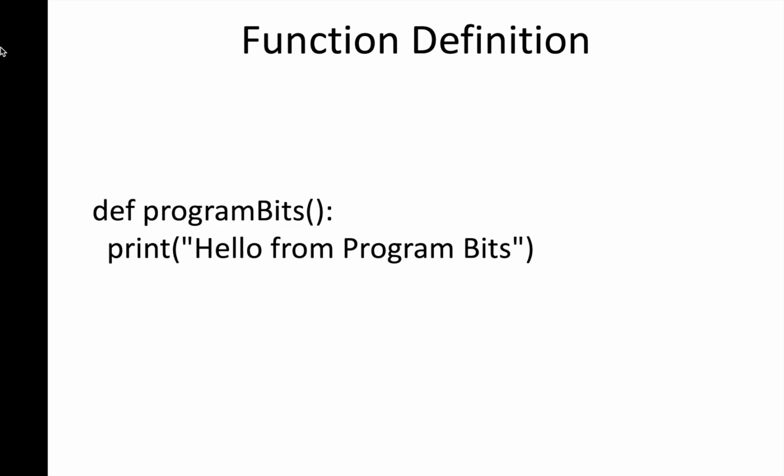We have a function named program bits. Def is the keyword used to define a function. Inside the function, you have a print statement which says hello from program bits. You can see the indentation after the definition, so it means that the print statement is inside the program bits function.